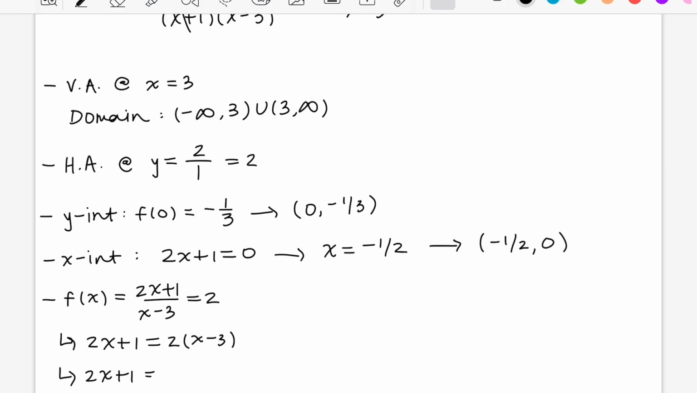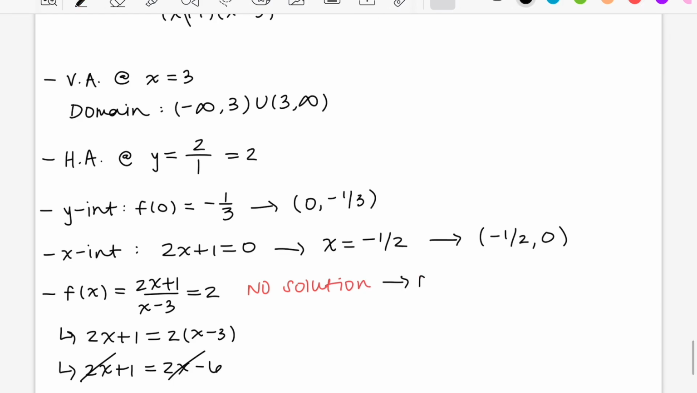Then we'll get 2x-6 on the right-hand side, just distributing the 2 to both terms. Then we'll see we have 2x on this side and 2x on the right-hand side. If I move this 2x to this side, I get 2x-2x, which is 0. I would be left with 1 is equal to -6. And that is not a true statement. 1 is not equal to -6. So this tells us that this has no solution, and therefore our function will not intersect our horizontal asymptote.